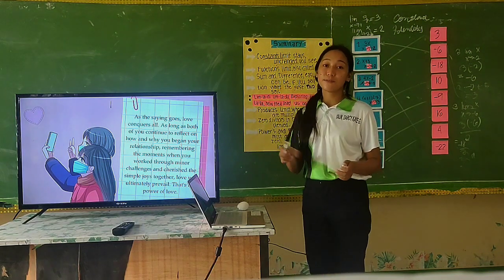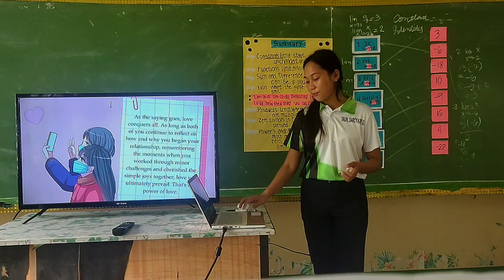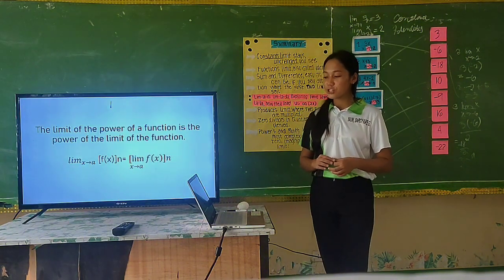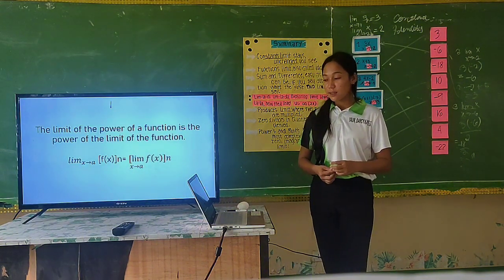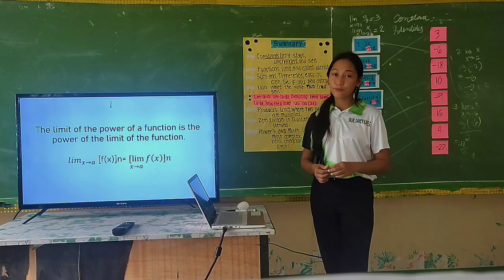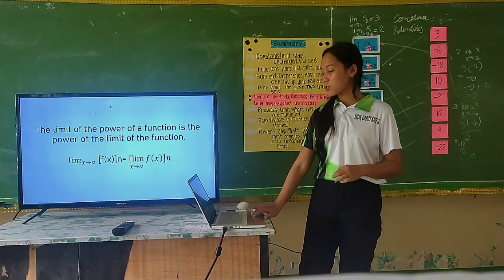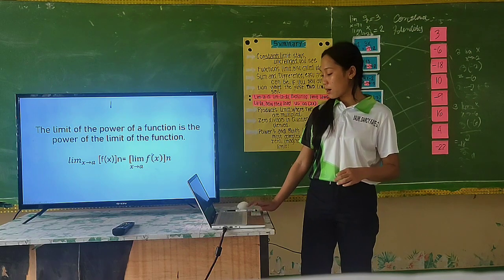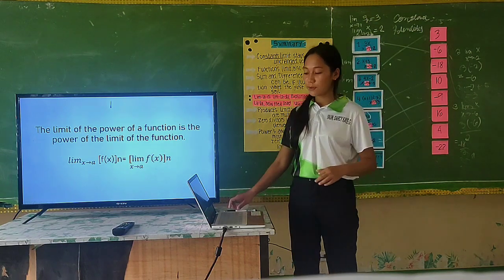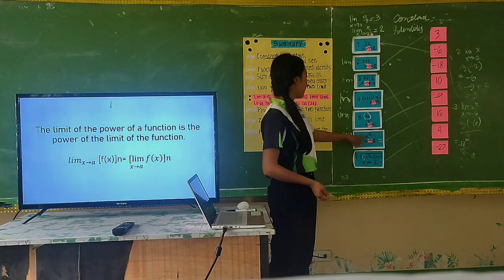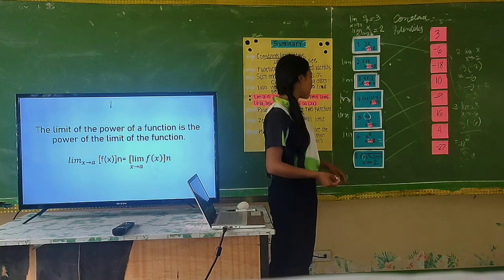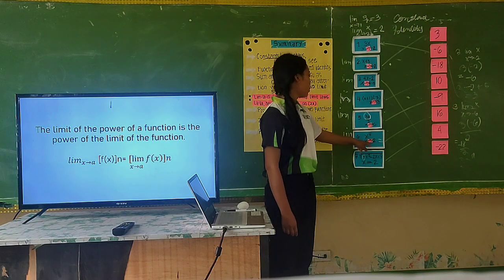of love. So power, really emphasize that it's power law. Diba? So the limit of the power of a function is the power of the limit of the function. So the limit f of x to the power of n as x approaches a is equal to the limit f of x as x approaches a, raised to the power n. So we have here an example. X raised to the power of 4. The limit x to the power of 4 as x approaches 2.